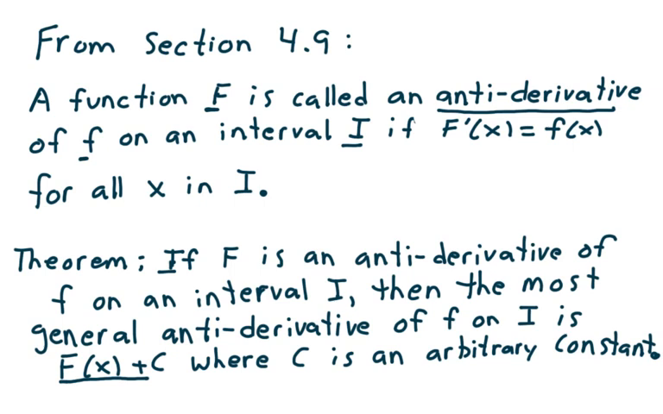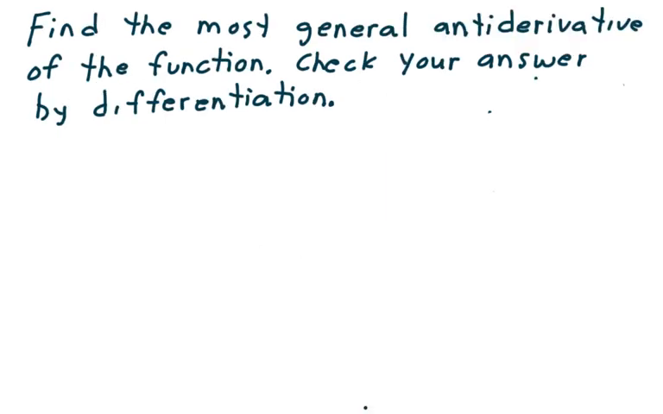Now we have a theorem. If capital F is an antiderivative of little f on an interval I, then the most general antiderivative of f on I is capital F of x plus c, where c is an arbitrary constant. And with that in mind, we're going to look at some directions. Find the most general antiderivative of the given function. Check your answer by differentiation.